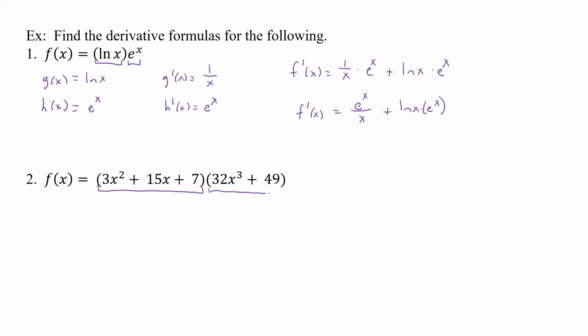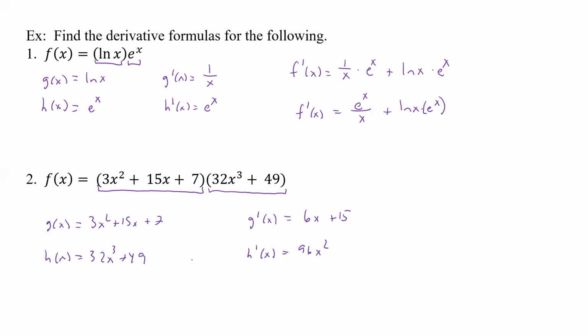So this one, I have, again, two functions. I can say my g of x is equal to 3x squared plus 15x plus 7, and my h of x is equal to 32x cubed plus 49. Now these are simple. We can find those easily without having to do too much work. We'll just take 2 times 3 and get 6 times x, then plus 15, and that's our derivative of this one. Now, what's the derivative of this? Well, we're going to take 3 times that, so that's going to be 96x squared, and that's it.